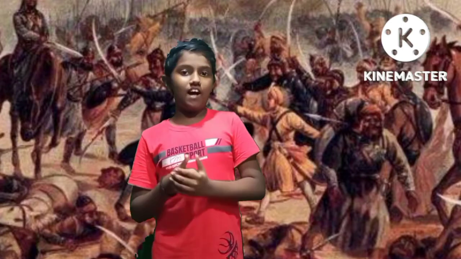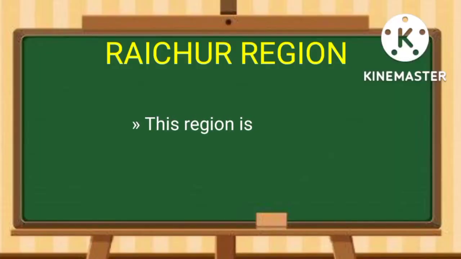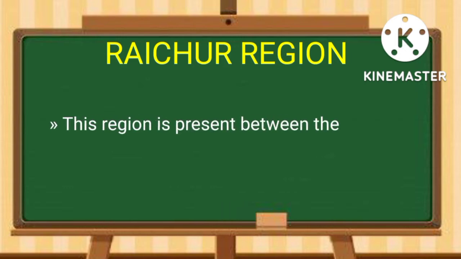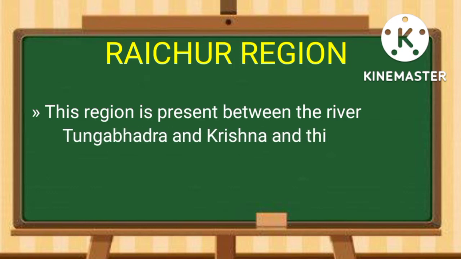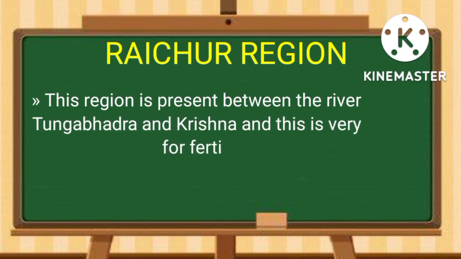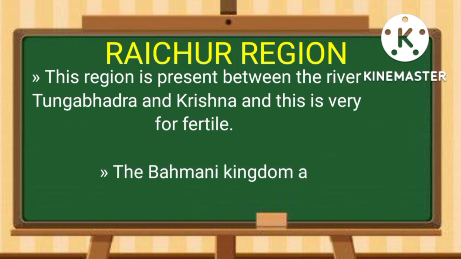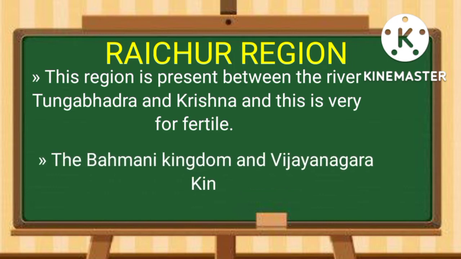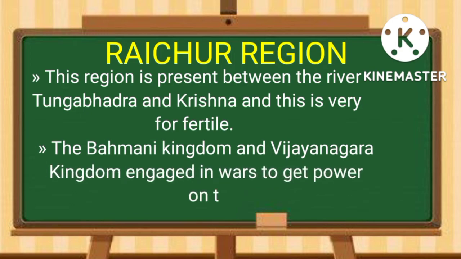The Vijayanagara kingdom was frequently engaged in wars to gain power in the Raichur region. What is the Raichur region? It is the region between the rivers Tungabhadra and Krishna. This region is very fertile. To gain control here, the Vijayanagara kingdom was frequently at war. With whom? With the Bahmani kingdom.